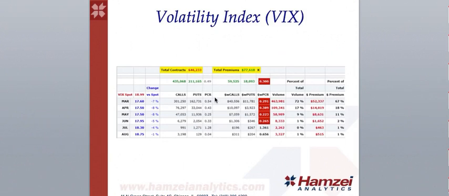For the volatility index, the dollar-weighted put-call ratio for the VIX, we have a bearish reading on March, April, May, June, and neutral readings on July and August. The important ones were March with 67% of the total premiums paid, April with 18%, and May with 11%. So pretty bearish readings here on the dollar-weighted put-call ratio.